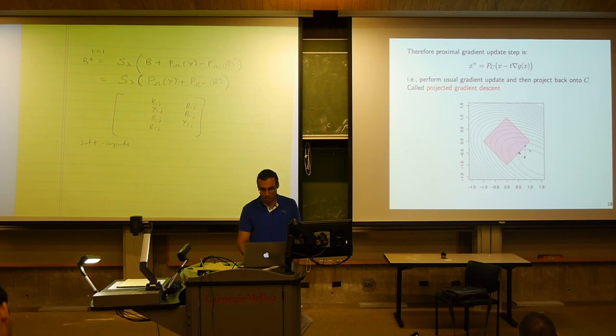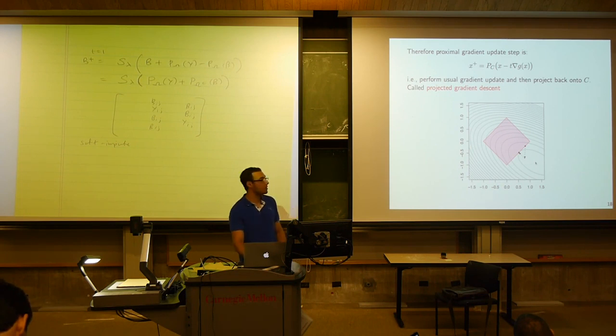Suppose we're trying to minimize a quadratic, in this case, and this is my constraint set in 2 dimensions. It's like a diamond. And these are contours of my function g, and this red diamond is my constraint set. And let's say the global minimizer, if I was not worrying about the constraints, is here. That's where it would be.